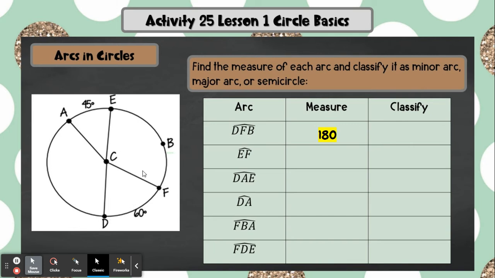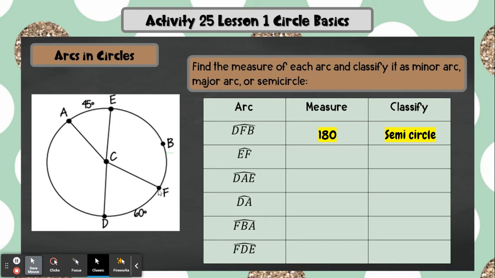Well, I believe there's a mistake on that. It probably should say D, F, E. So if you're watching this, it probably should say D, F, E, go all the way around. That's an error that we're going to have to fix. So if we were saying D, F, E, that's a semicircle because it is half of a circle.